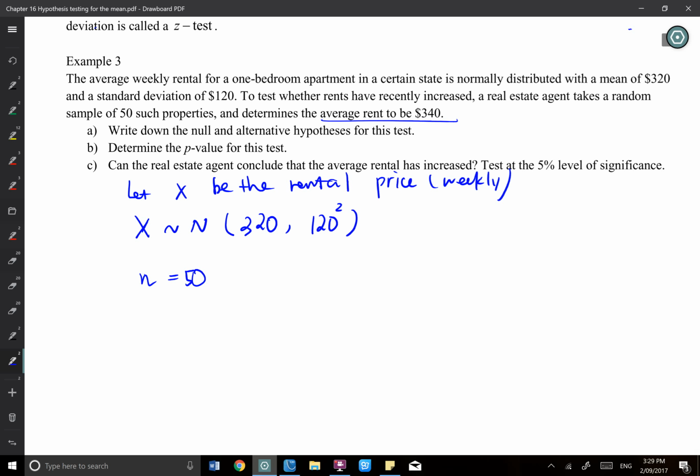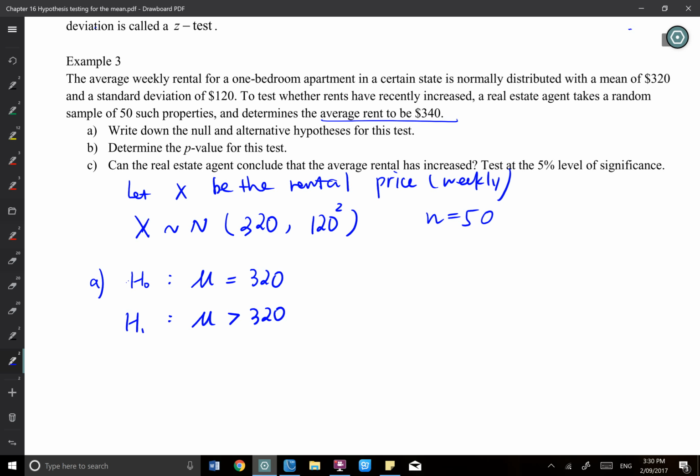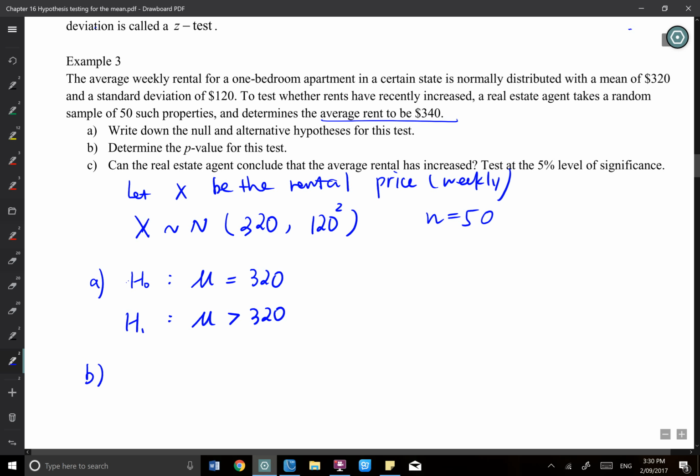Write down the null hypothesis and alternative hypothesis for the test. But first of all, I'll say my x bar, according to what we have. Then write down the null and alternative hypothesis. H0: the mean equals 320. How about H1? It must be greater than 320. It's not equal. You can never have equal, it's always greater. Okay, greater. B. Determine the p-value for this test.